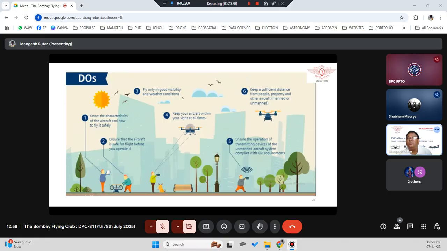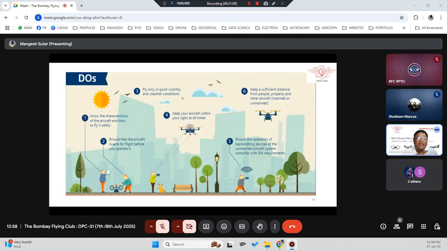Also make sure you fly your drone safely, keeping a safe distance from people, property and other aircraft, whether manned or unmanned. That's why, even though our airbase, the drone port, is authorized for two drones, we cannot fly both drones simultaneously. We have to keep a separate distance: at least 60 meters between two drones when they are flying. Our base is 60 by 60.